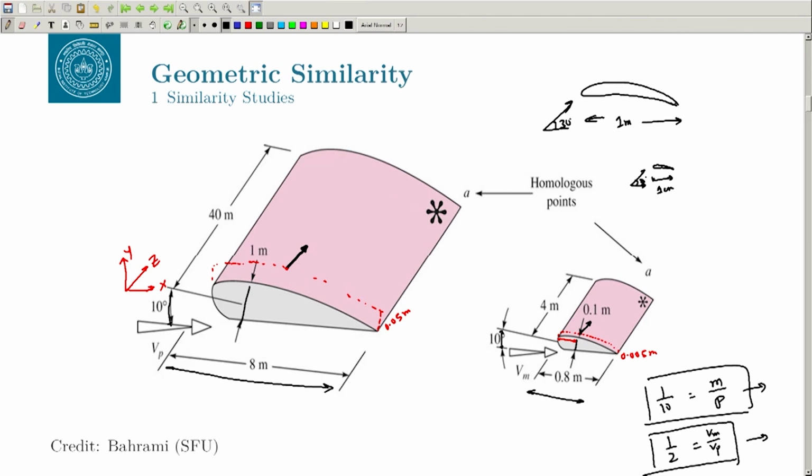So, at every corresponding point in the domain, your velocity will be scaled by the same factor. That is your kinematic similarity, and the last one is your dynamical similarity. Before you go to the dynamical similarity, there is one thing I want to mention which is not often emphasized.